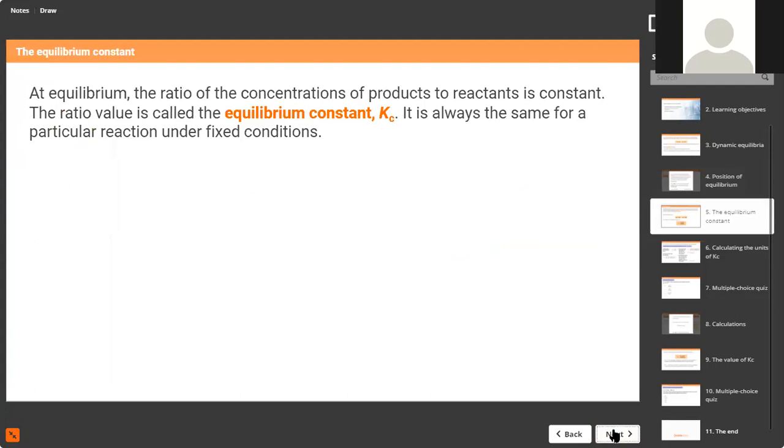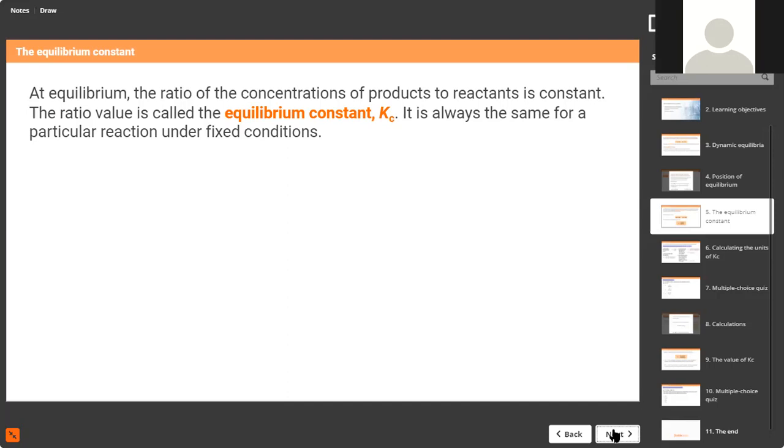Then we get something called the equilibrium constant. We've looked at what equilibrium is and how it works, and now we've got the equilibrium constant. At equilibrium, the ratio of concentrations of products to reactants is constant. That ratio shouldn't be changing once we've hit equilibrium. It doesn't mean that they're exactly the same, but it means that the ratio is constant. It doesn't change. The ratio value is called the equilibrium constant, and you often see it as Kc.